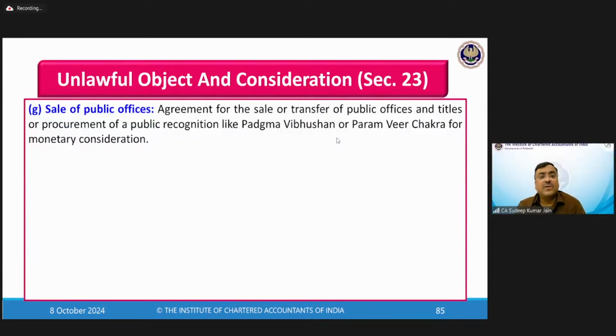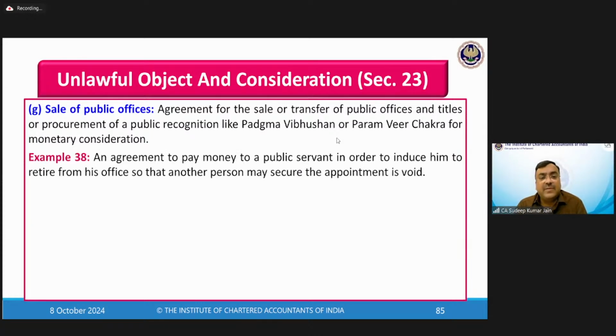Now, sale of public offices means sale of public post, job, service, charging any money for placement. Agreement for sale or transfer of public offices and titles, or procurement of public recognition like Padma Vibhushan, Param Vir Chakra, for monetary consideration. It means you are paying some money to get the reward, and this is void, unlawful, against public policy. See an example: an agreement to pay money to a public servant in order to induce him to retire from his office so another person may secure the appointment is void.